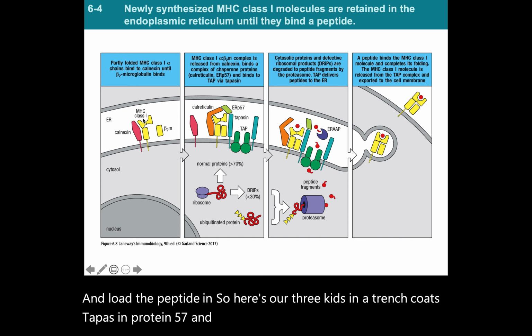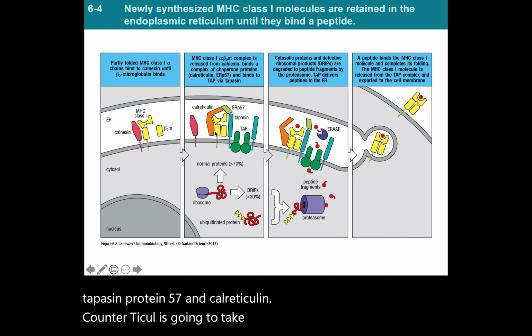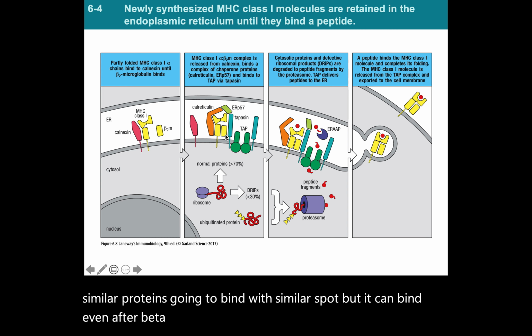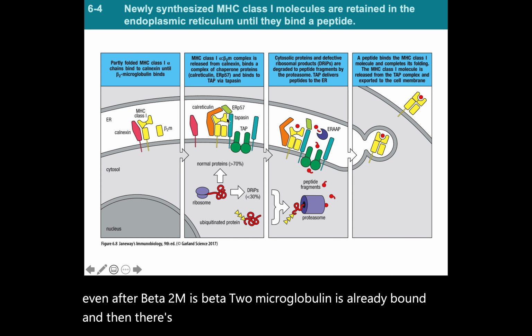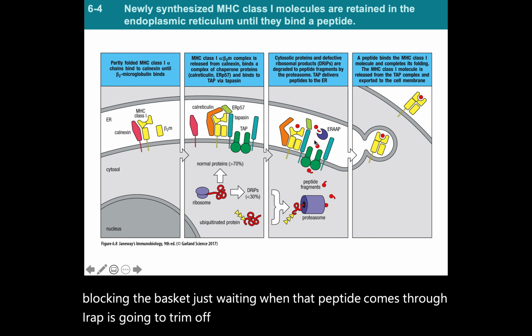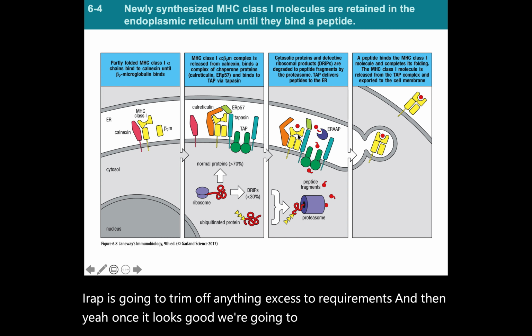Calreticulin is going to take the place of calnexin. It's actually a similar protein, and it's going to bind to a similar spot. But it can bind even after beta-2 microglobulin is already bound. Then there's tapasin, with a little ERp57 on top, blocking the basket, just waiting. When that peptide comes through, ERAP is going to trim off anything excess to requirements. And once it looks good, we're going to dunk it right onto MHC class 1.